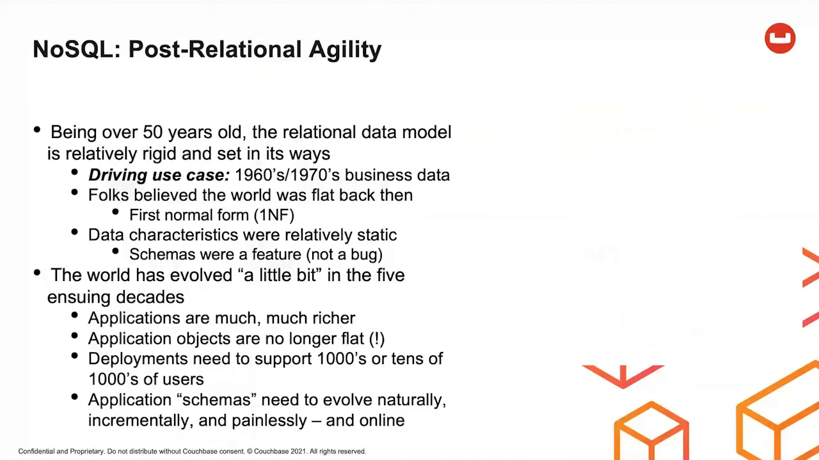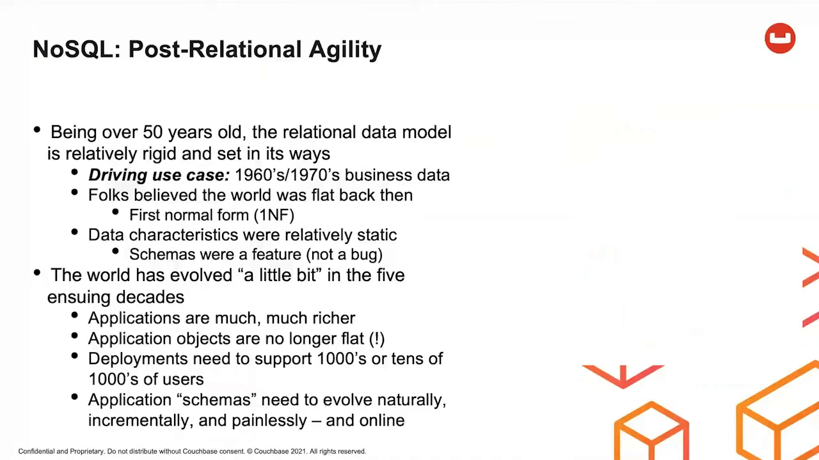So the relational world was 50 years old, right? We were back in 1970 and then in the 80s, commercially in our DeLorean ride. But the relational model, because it's over 50 years old, is pretty rigid and pretty set in its ways. We old people can be rigid and set in our ways. And maybe I'm even more than 60 years old. But the driving use case for the relational model was, in 1970 roughly, business data.